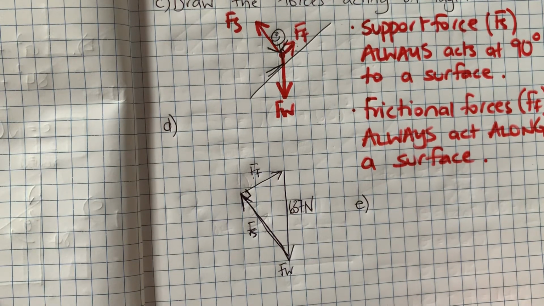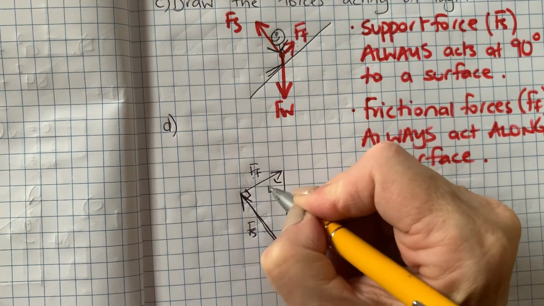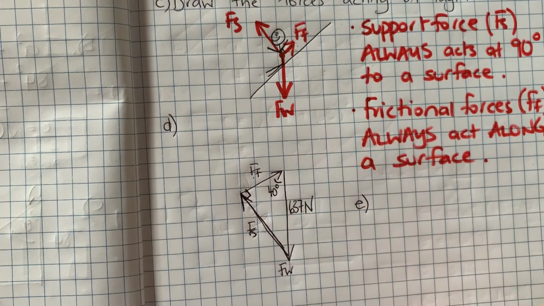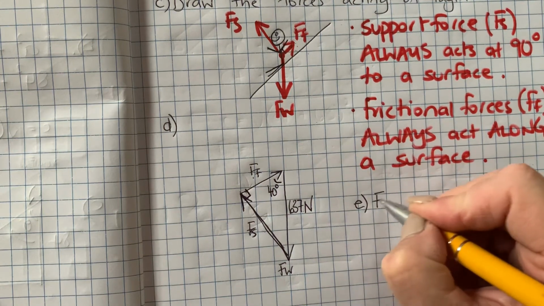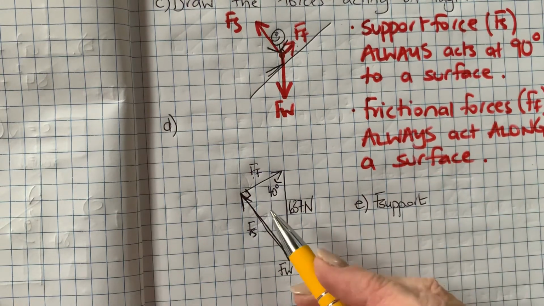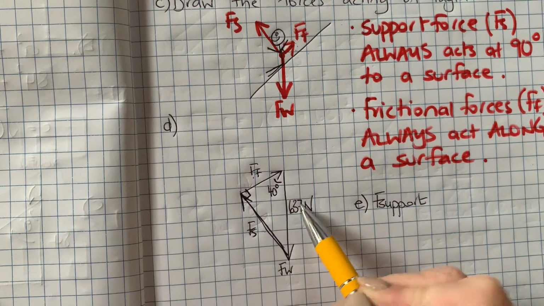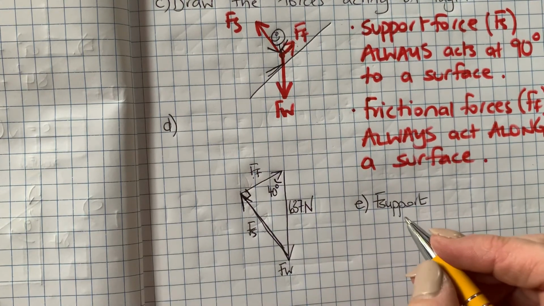And then part E says to us, the top of the slide is at an angle of 40 degrees to the vertical, calculate the value of each force acting on Taylor. So here is your 40-degree angle there. And so we can just use Pythagoras to calculate F support. And to get that, it would be opposite over hypotenuse, so sine 40.